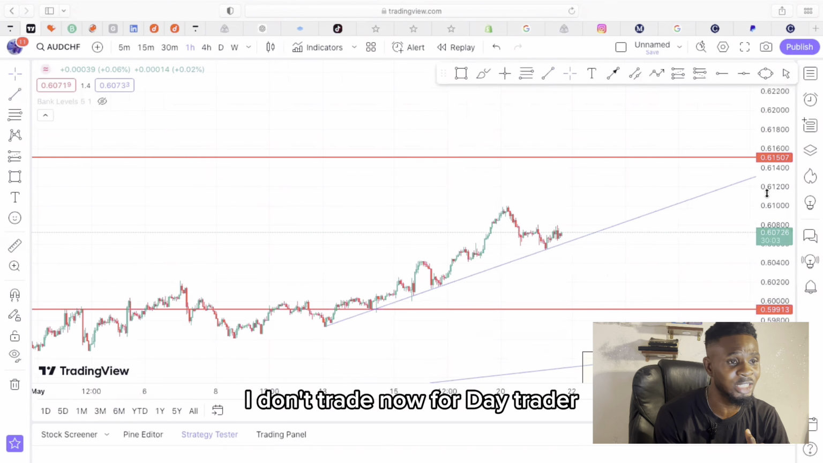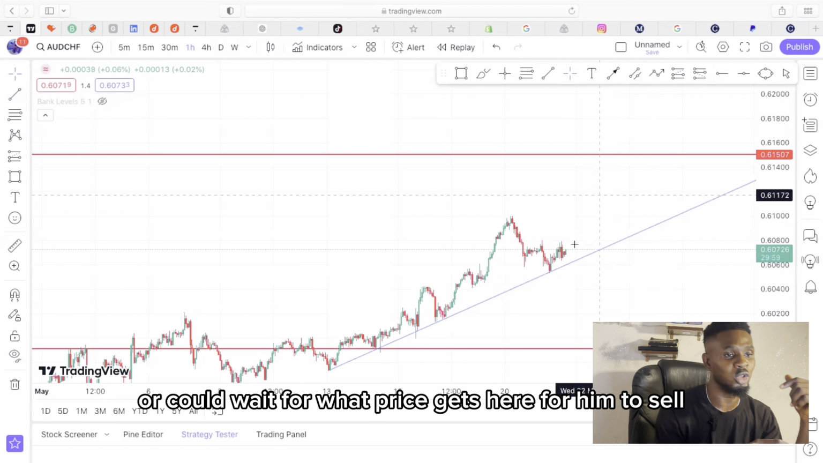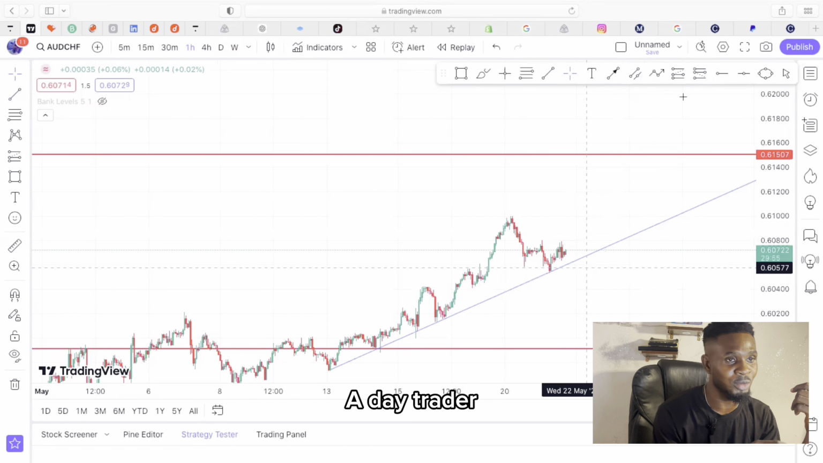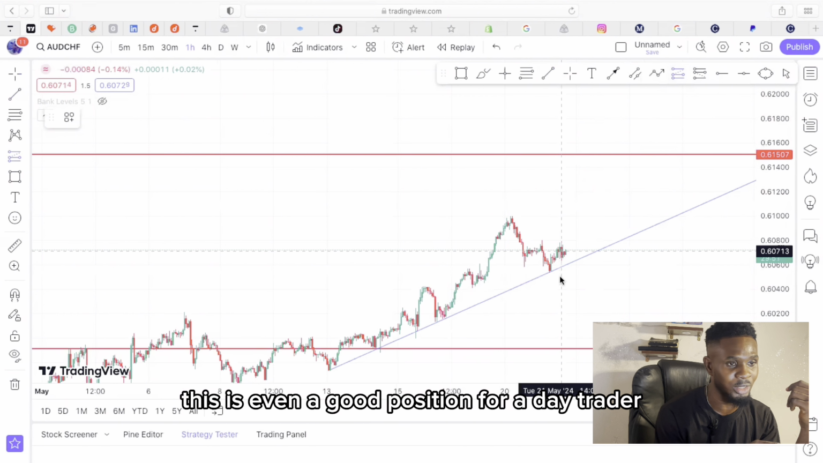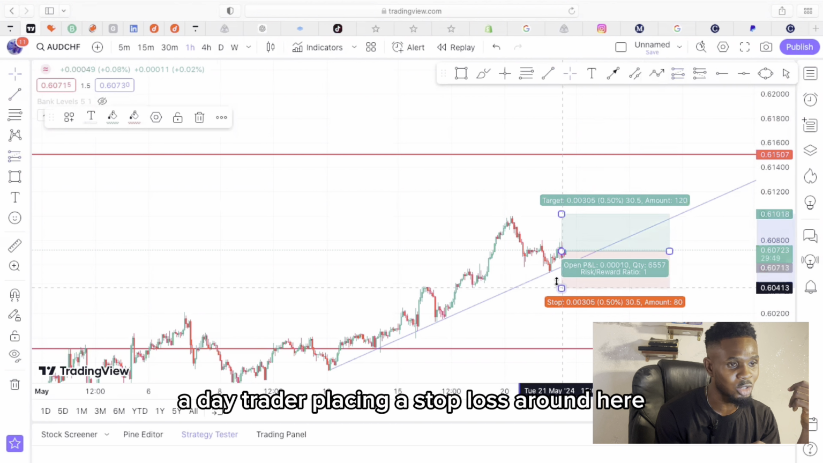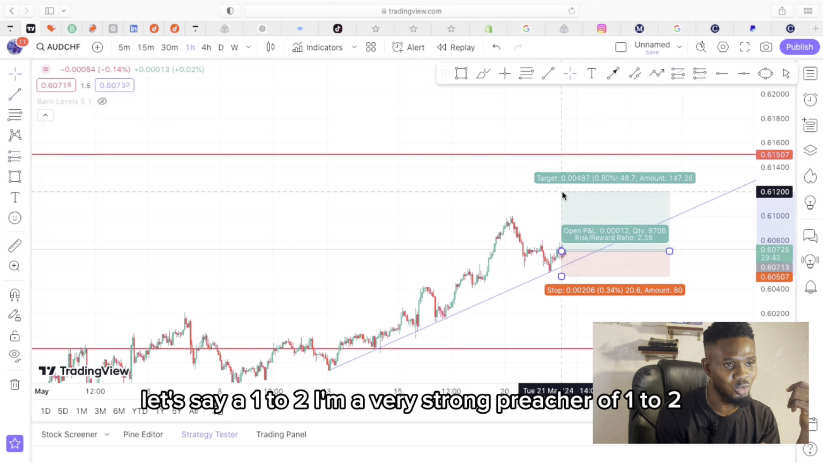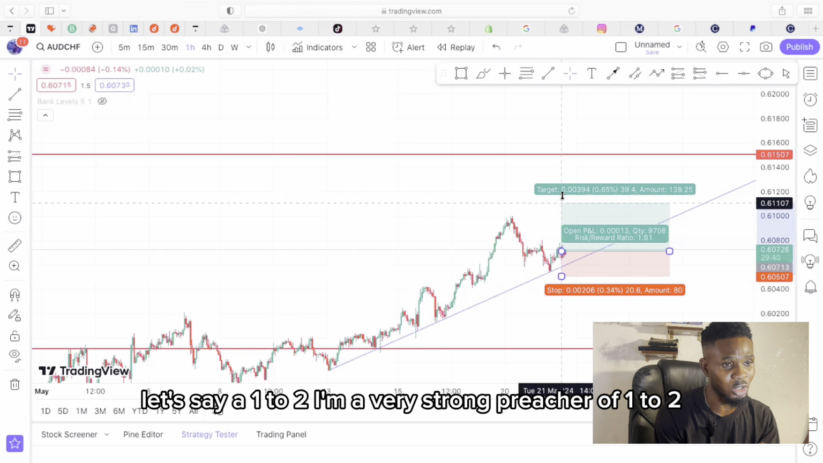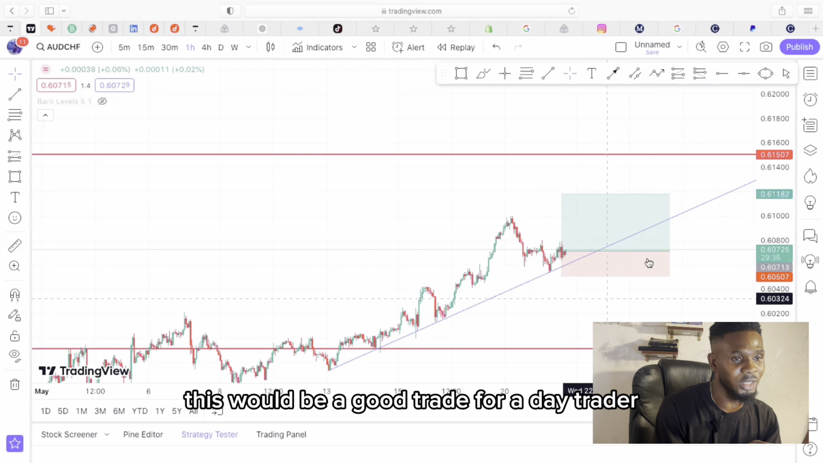Now, a swing trader could wait for price to come down here, or wait for price to get here for him to sell. For a day trader, this is even a good position. A day trader placing his stop loss around here and just trying to catch price to the next, let's say a 1 to 2. I'm a very strong preacher of 1 to 2. That's a 1 to 2 risk reward. This would be a good trade for a day trader.